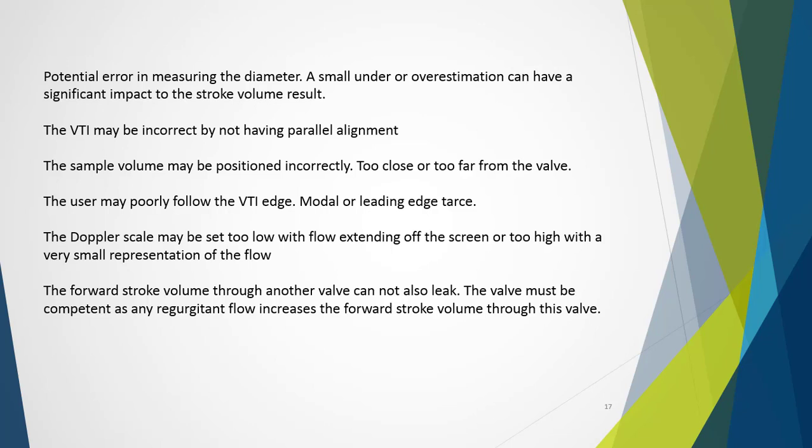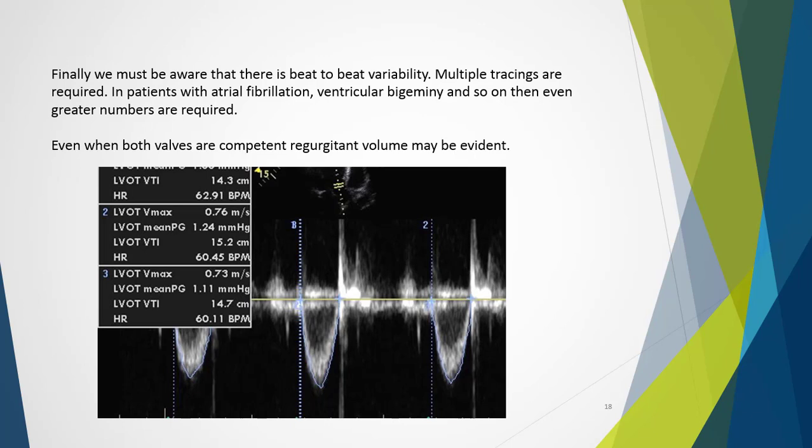Similarly, an intracardiac shunt will have the same effect. If the valve is measured distal to the shunt, and thus has greater forward stroke volume, again the regurgitant volume calculated will be underestimated. Finally, we must be aware there is beat-to-beat variability. Even with someone in sinus rhythm, there are slight changes in heart rate and therefore stroke volumes. Multiple tracings are required. In someone with sinus arrhythmia, atrial fibrillation, ventricular bigeminy, and so on, even greater numbers are required to derive a true representation of the average stroke volume.